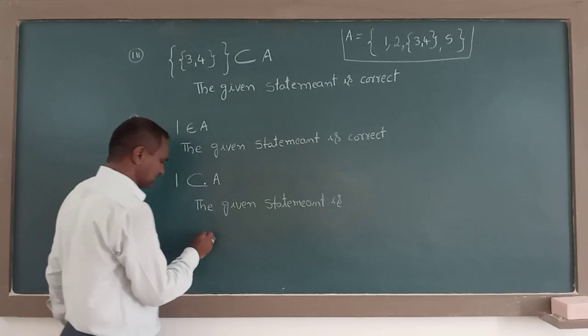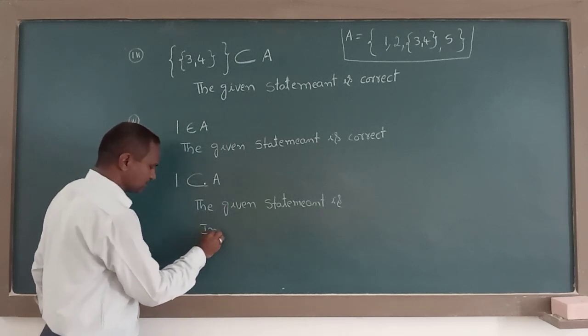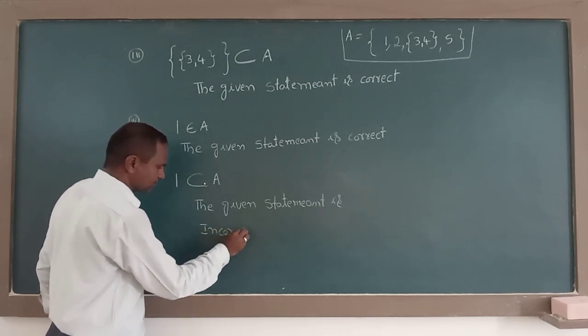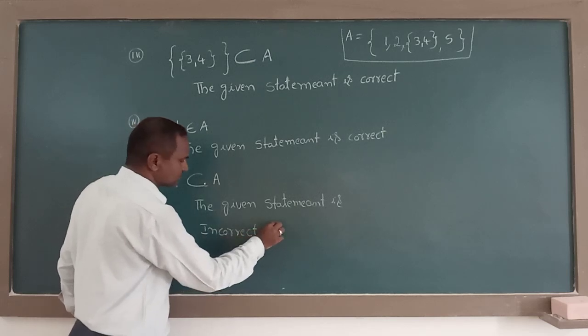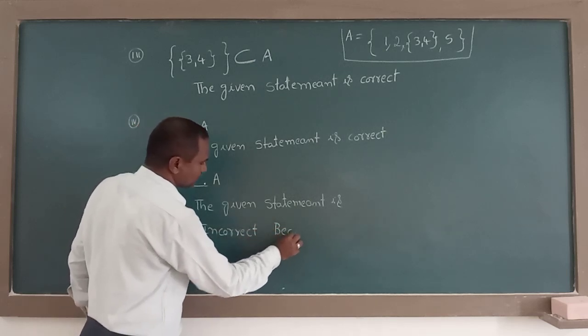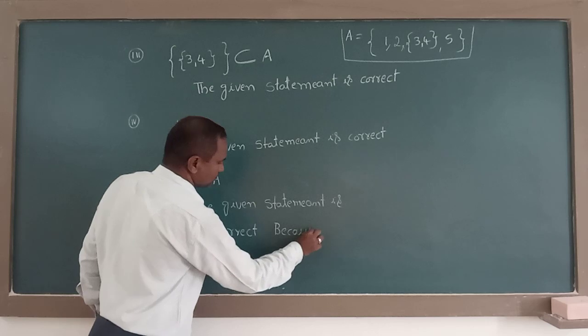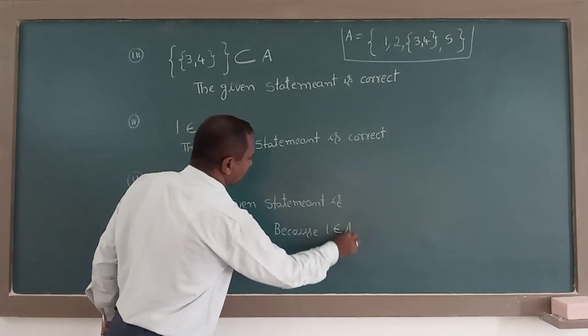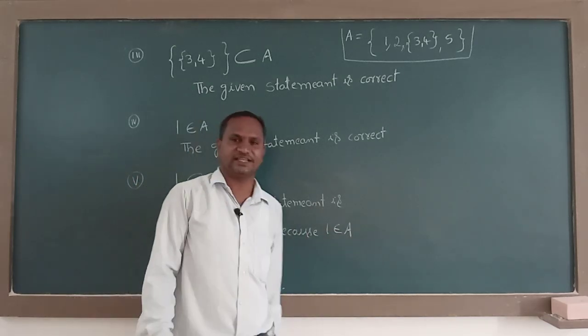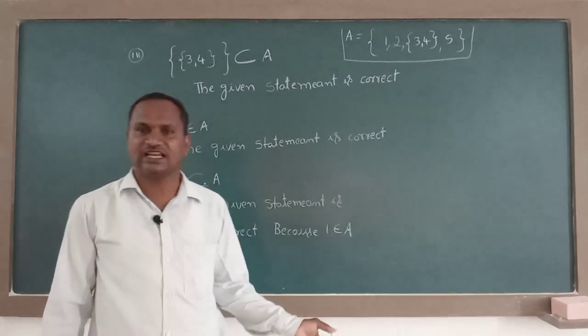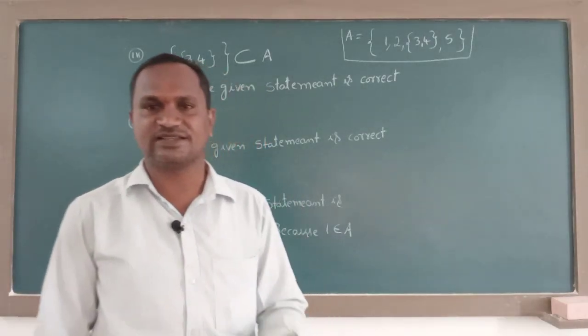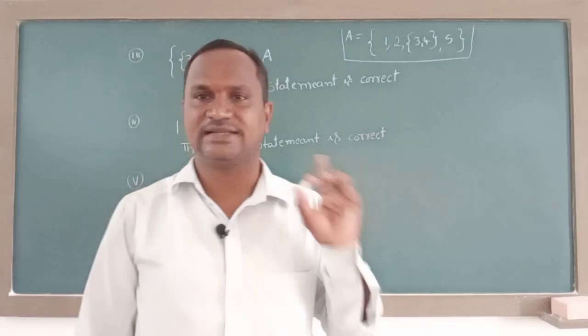Is incorrect, because 1 belongs to capital A, because 1 is an element of set A. That's what "1 is an element of set A" means: an element does not become a subset to that set.